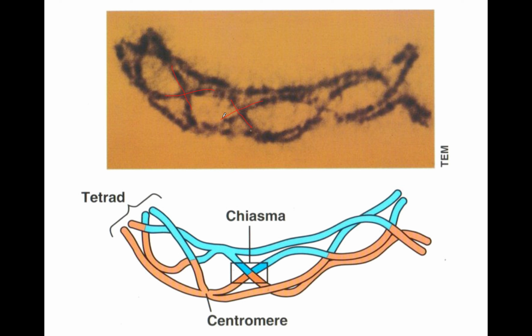This structure right here that forms an X between the two chromosomes that are crossing over is called a chiasma. This is an artist interpretation of the actual electron micrograph.